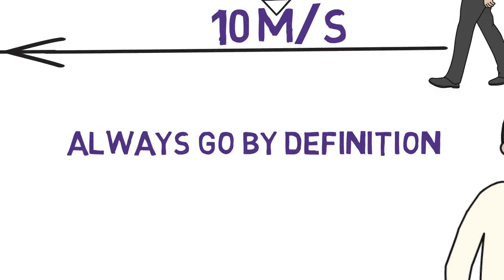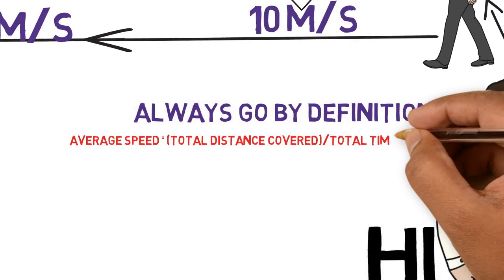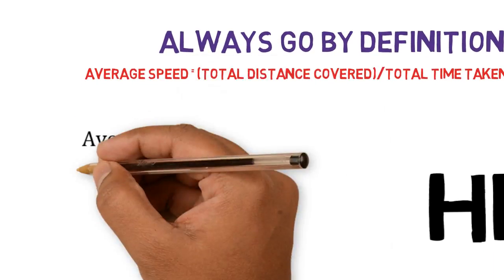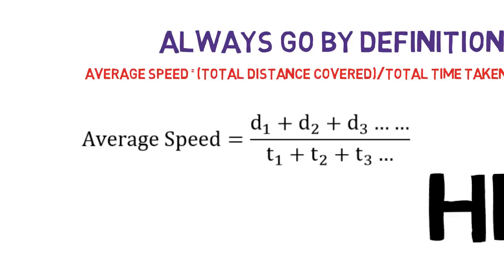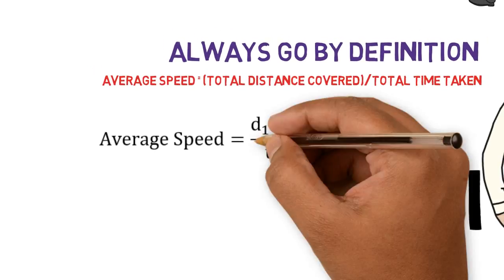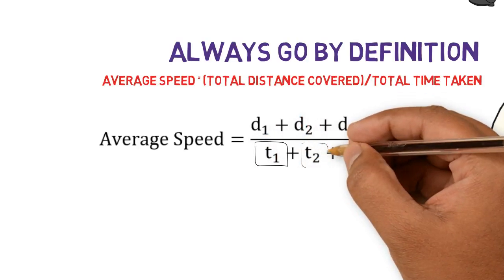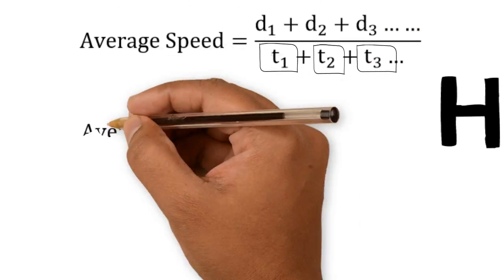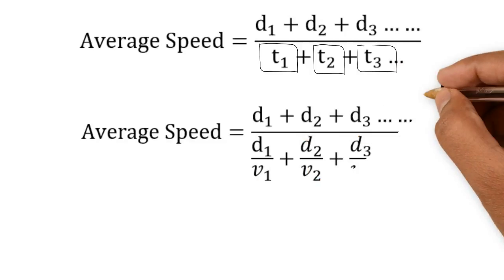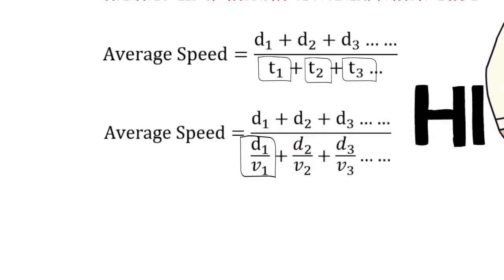See, according to definition, your average speed should be total distance covered over total time taken, which means that average speed is equal to d1 plus d2 plus d3 and so on, whole divided by t1 plus t2 plus t3 and so on. Now it might be possible that in a question t1, t2 etc. are not given. Instead, speeds are given at different intervals. In this case, you can change the denominator to d1 by v1, d2 by v2 and so on. Note that this is also according to the definition.